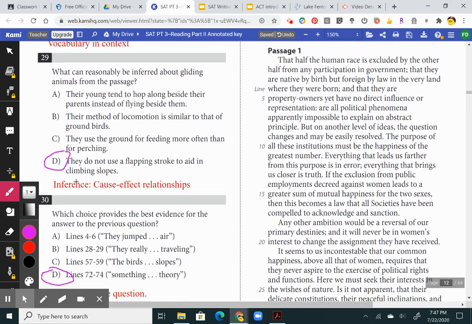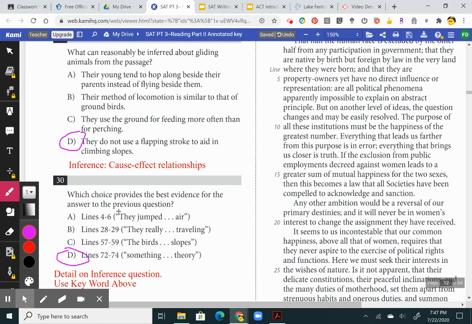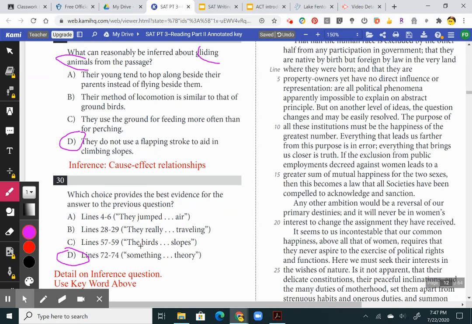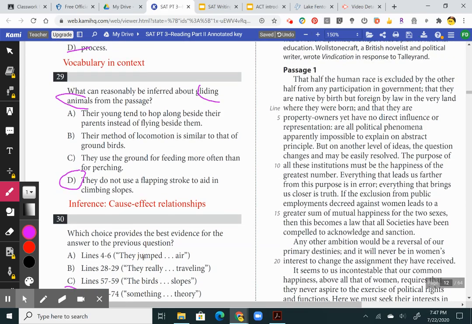Okay, here's an inference question. What can be reasonably inferred about gliding animals from the passage? Inference, right there. Which choice provides the best... And then you can see it's connected to a detail in the inference question. Use the keyword above to help us with that. Gliding animals is a keyword in the question stem, so we want to look for the evidence about gliding animals.